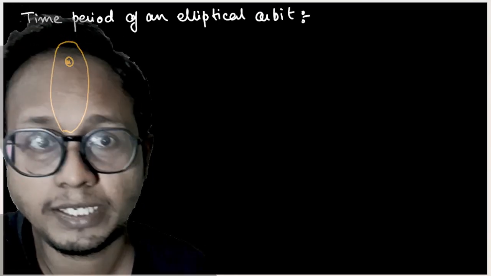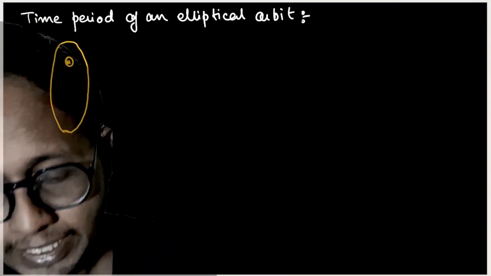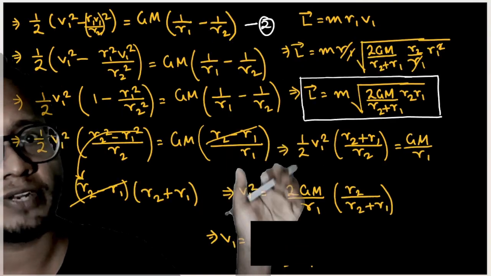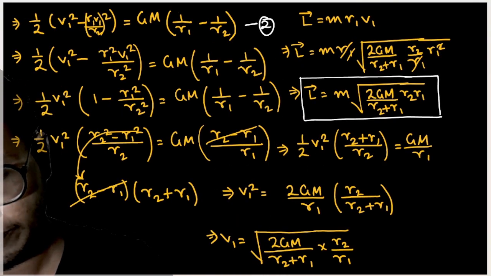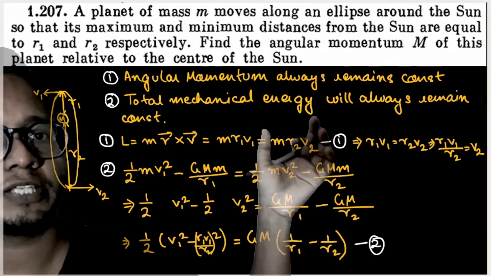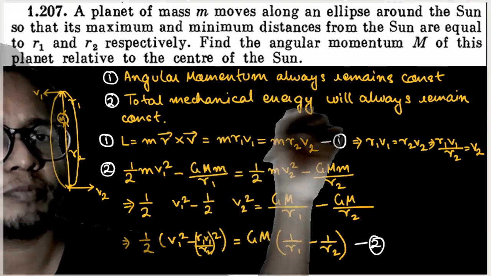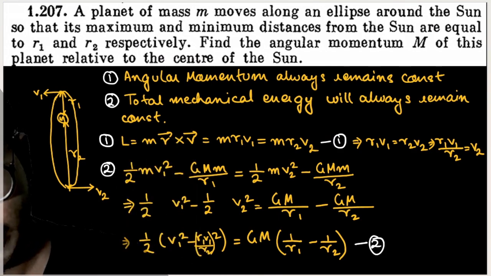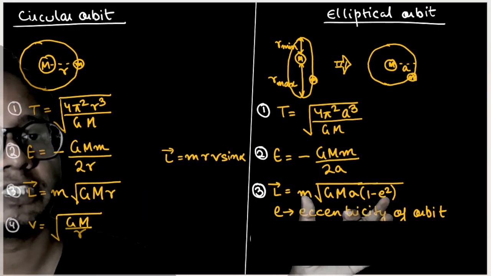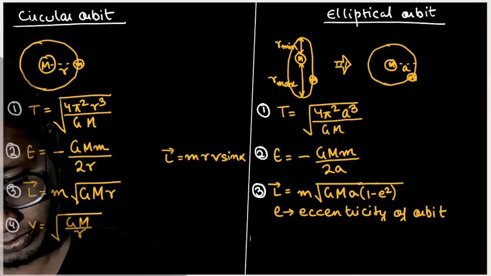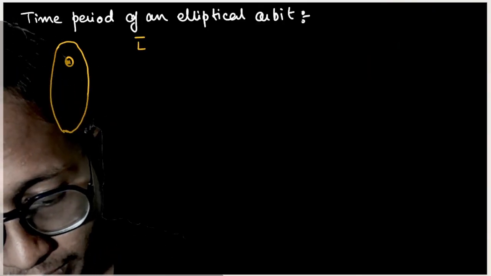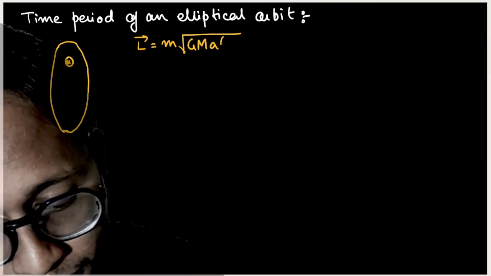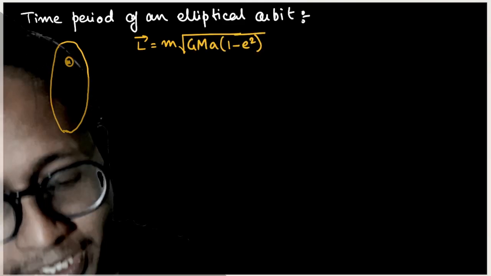Now we have to use something called angular momentum. The derivation of angular momentum is already done; I've done it out here. I used two parameters: conservation of angular momentum and conservation of mechanical energy. Using these, I derived the angular momentum in an elliptical orbit, where angular momentum is nothing but m into under root of GMa(1 minus e square). So angular momentum I already know. There's no trick out here.